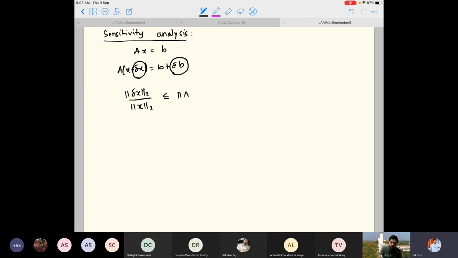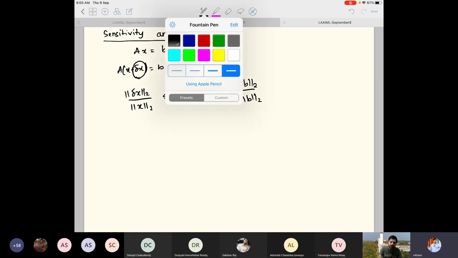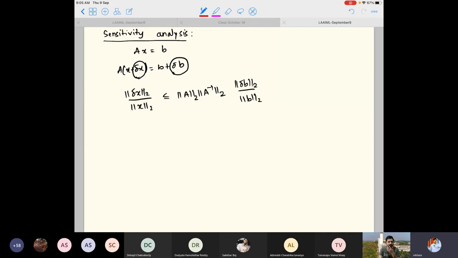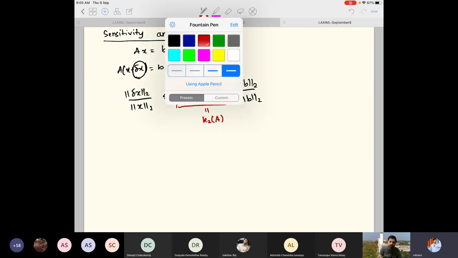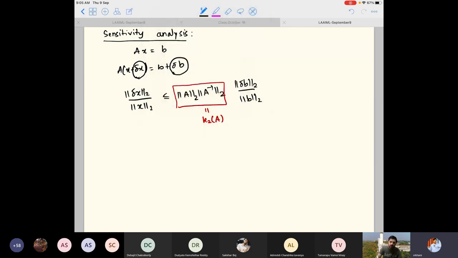Norm of delta x by norm of x is less than or equal to norm of A into norm of A inverse into norm of delta b by norm of b, correct? So this is the result at which we arrived, and this is your first sensitivity analysis result. Here, this particular number was called the condition number of the matrix A.